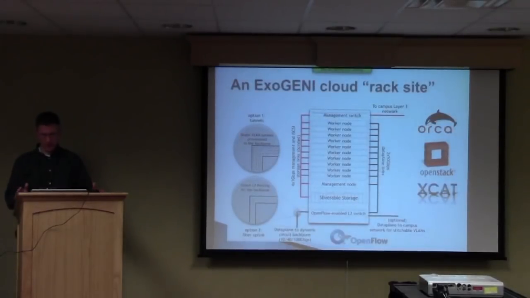So, you've probably seen this picture before. This is the 10 worker nodes that I talked about, the head node, the management node and the management switch. And I think the key part to take away from this is the connectivity. If you look at the upstream connectivity, you'll see that there's option 1 and option 2.